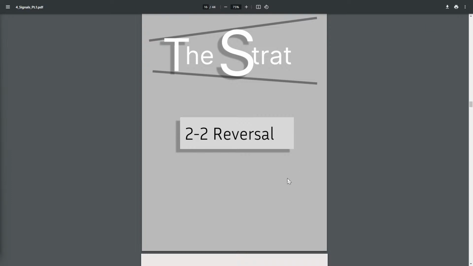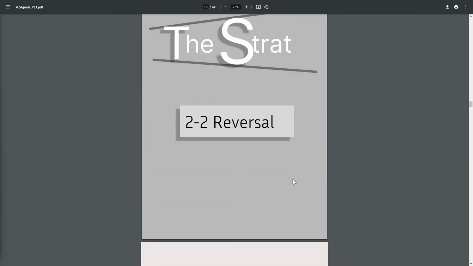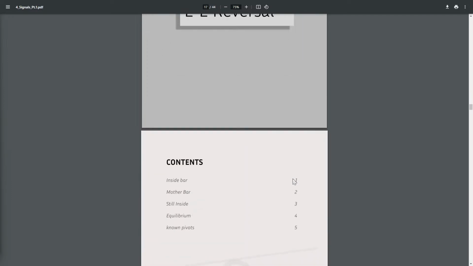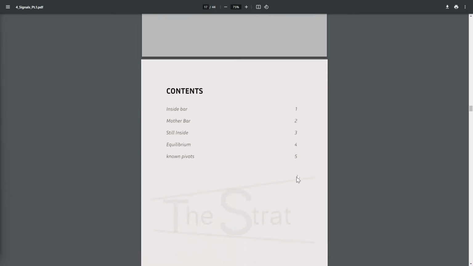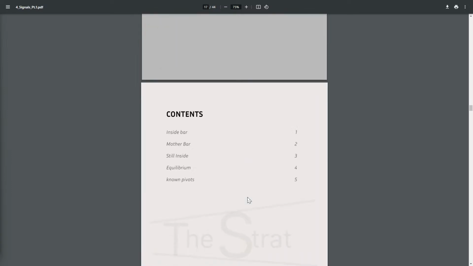Okay, let's do 2-2 reversals first because we haven't gotten into that and there's questions about it. Alex, this slide seems to be not right.